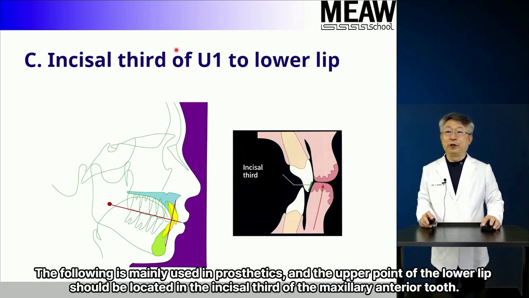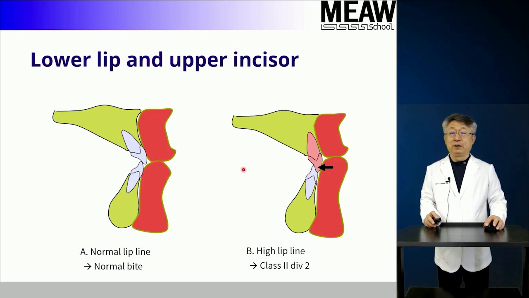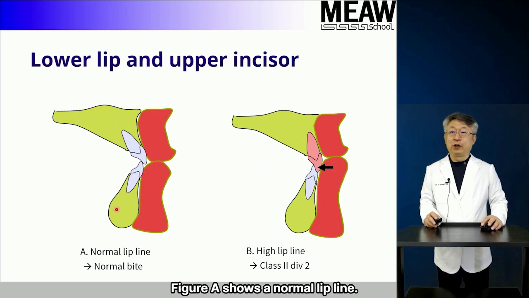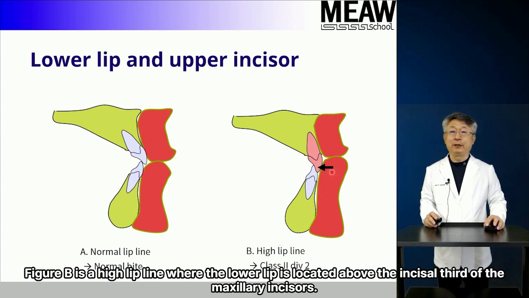The following is mainly used in prosthetics, and the upper point of the lower lip should be located in the incisal third of the maxillary anterior tooth. Then, what is the relationship between the lower lip and the maxillary incisors? Figure A shows a normal lip line. Figure B is a high lip line where the lower lip is located above the incisal third of the maxillary incisors.